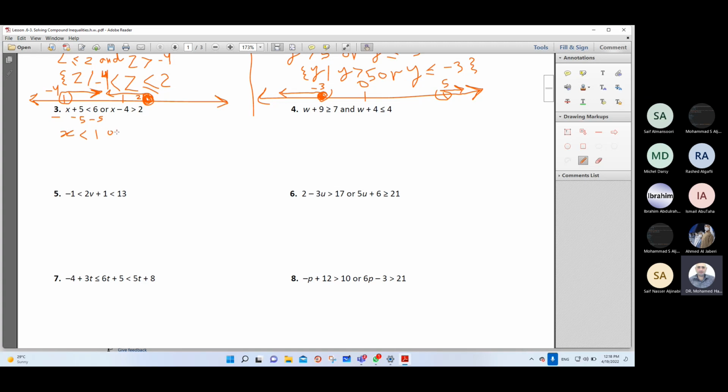Or x minus 4 greater than 2. We want to remove -4 here. So we can add the inverse, plus 4 here, plus 4 here. So x greater than 2 plus 4 will be 6. So the set of the solution: x such that x less than or equal 1, or x greater than 6.